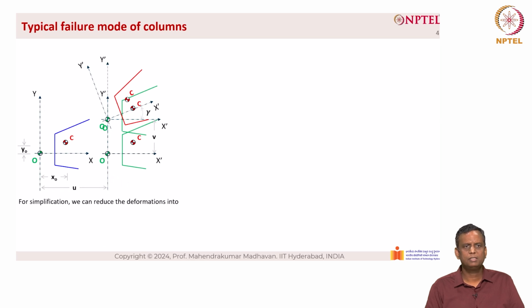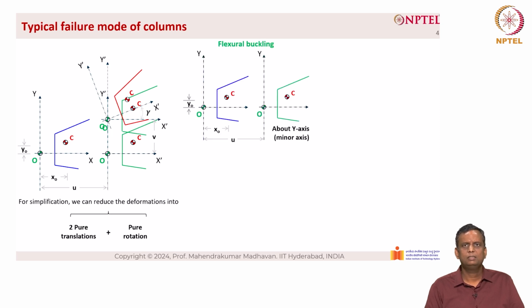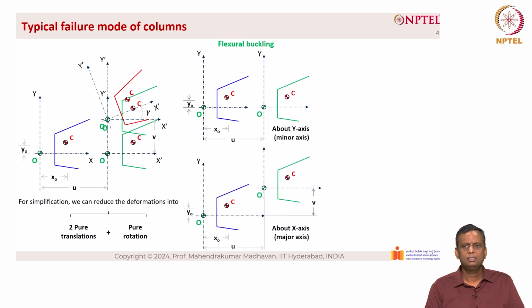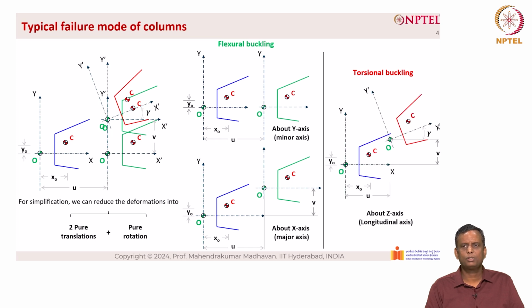For simplification, we can reduce the deformations into two categories. The first one is pure translations, so there is translation in X and translation in Y, and then there is a pure rotation, which is rotating about Z. For flexural buckling, the first translation is bending about the Y axis or minor axis. The next one is bending about the X axis or major axis, followed by torsional buckling, where it is rotating about the Z axis, that is the longitudinal axis, as you can see from the figure.